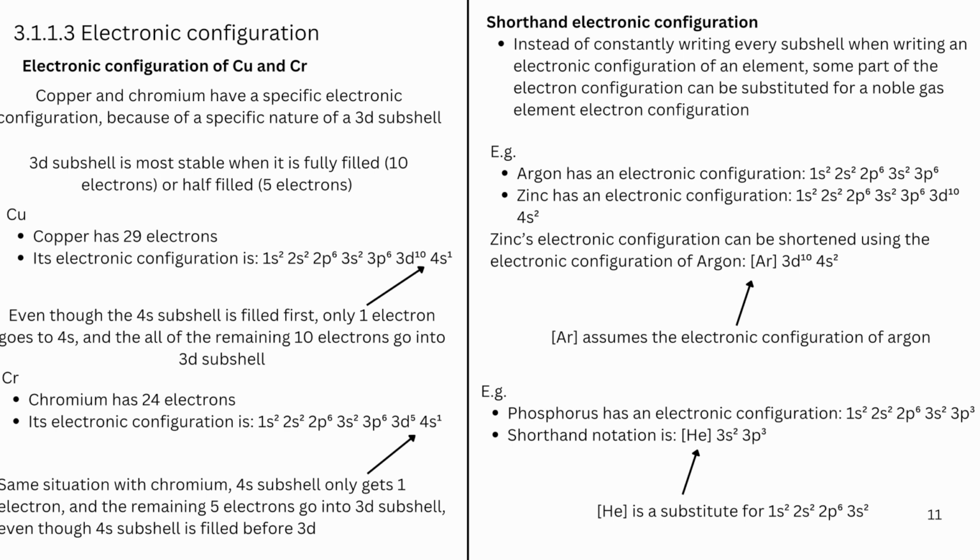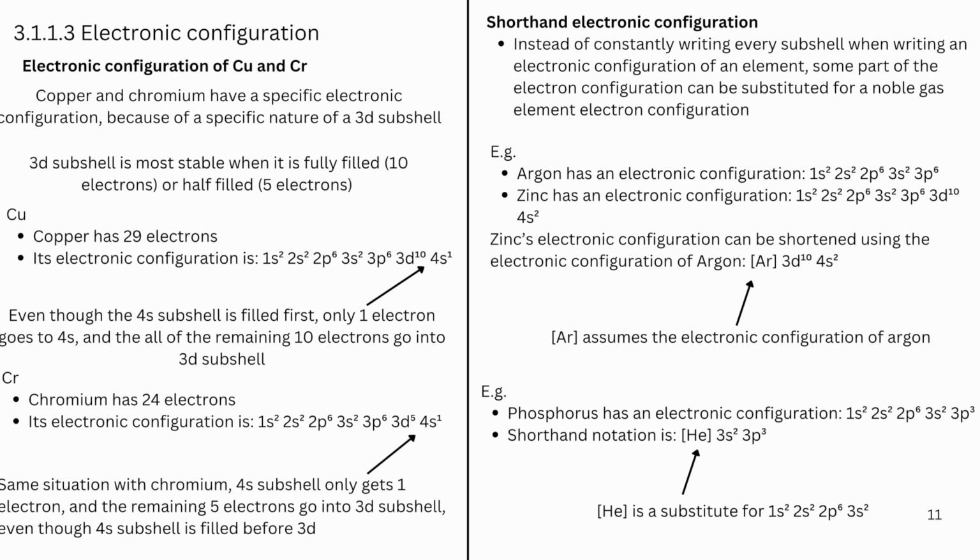You're right. Normally, electrons fill the 4s subshell first, but in this case, having a completely filled 3d subshell makes the atom more energetically favorable, so one electron shifts from the 4s to the 3d subshell. On the other hand, chromium, which has 24 electrons, has an electronic configuration 1s2, 2s2, 2p6, 3s2, 3p6, 3d5, 4s1. So, just like with copper, chromium is more energetically stable when its 3d subshell is half filled, and in order to achieve that, 4s gives up one electron.